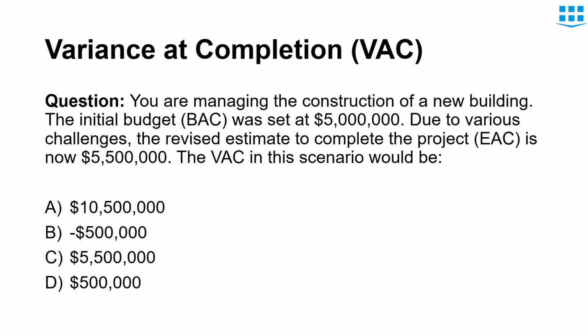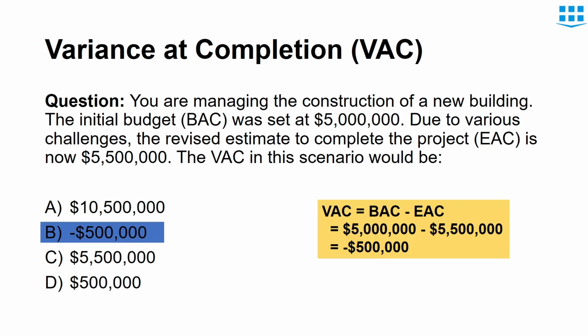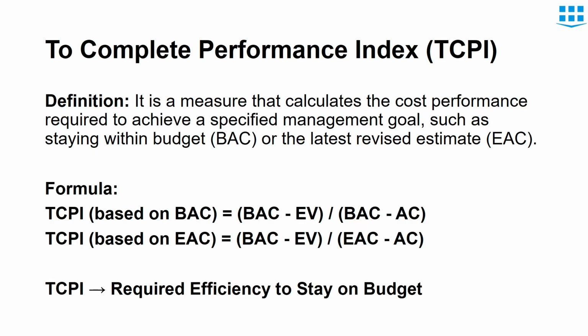Here is an example of VAC. You are managing the construction of a new building. The initial budget, or BAC, was set at $5 million. Due to various challenges, the revised estimate at completion, EAC, is now $5.5 million. The VAC in this scenario would be, answer is simple, minus $500,000, since the estimated cost at completion has increased.